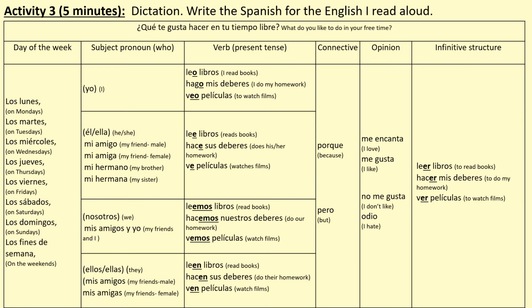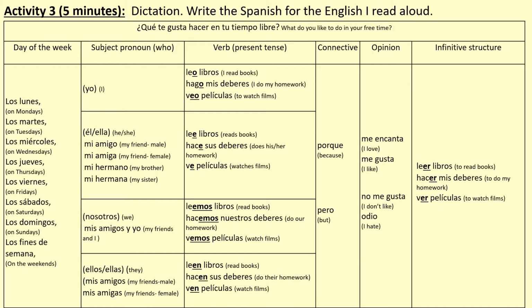So we're now going to do the same thing again, but this time I'll say the sentences in English. You still write them in Spanish though. Okay, so I'll repeat each phrase twice in English and you write down the Spanish translation. Número uno. On Wednesdays, I do my homework because I like to do my homework.